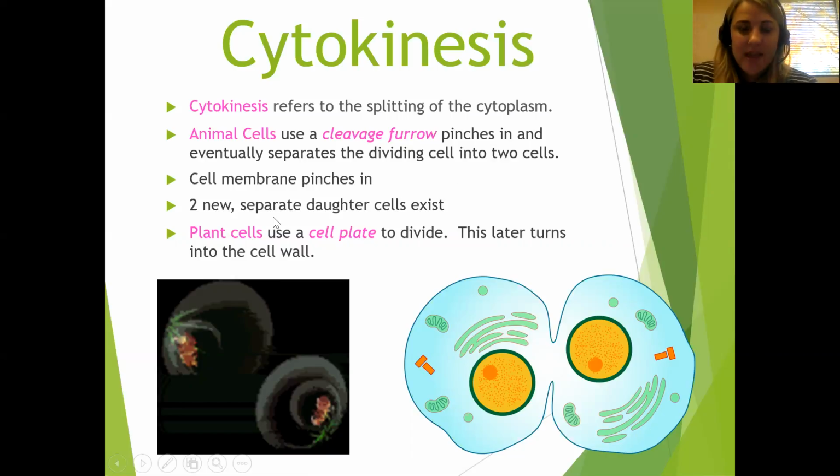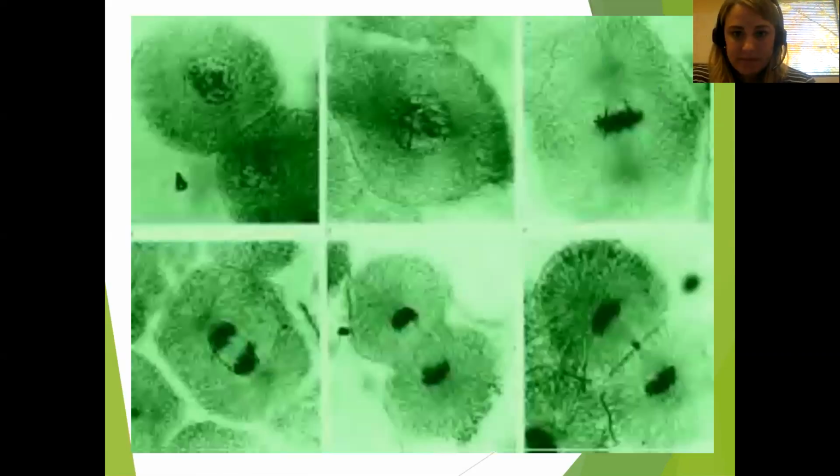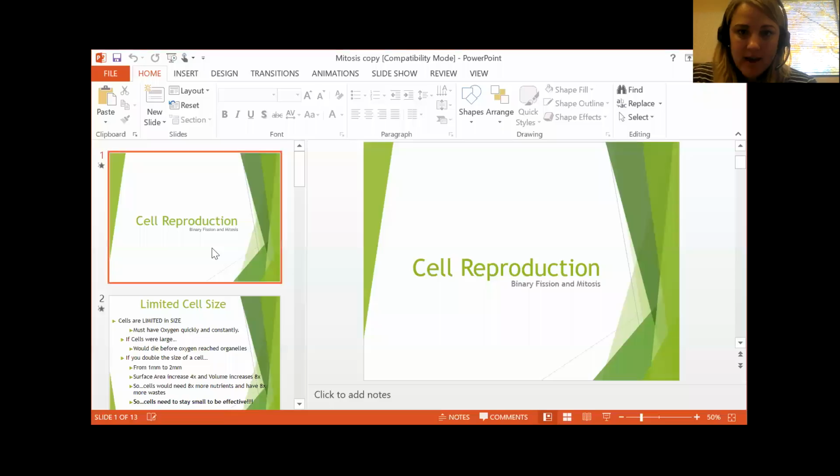So at the end of cytokinesis, we now have two new daughter cells that are genetically identical and diploid. So here's a picture of some cells going through mitosis. It's pretty cool. And that is the end of that. If you guys have any questions about mitosis, let me know.